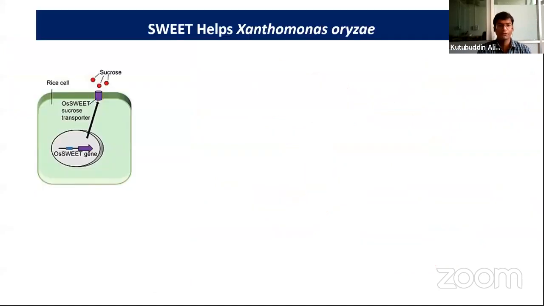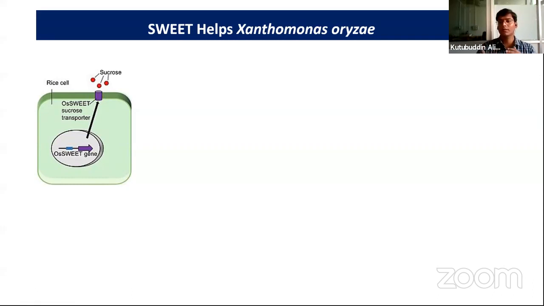If I want to introduce genome editing, I should share this slide with you. This is a classical example of how plant and bacteria interact with each other. This green box is a plant cell, a rice cell, and when it is infected with bacteria, you see this rice has a special kind of gene. That gene is called the SWEET gene, and this gene produces a transporter protein.